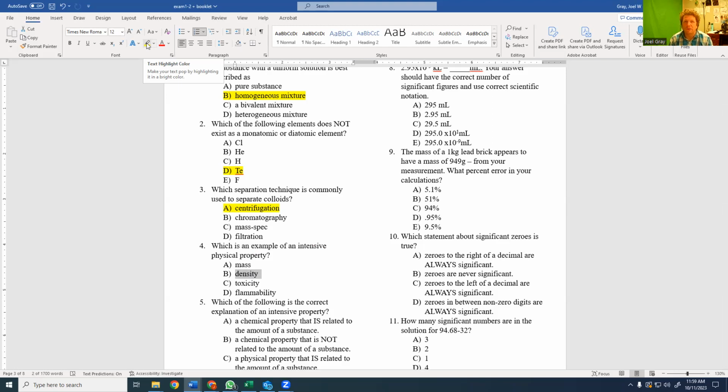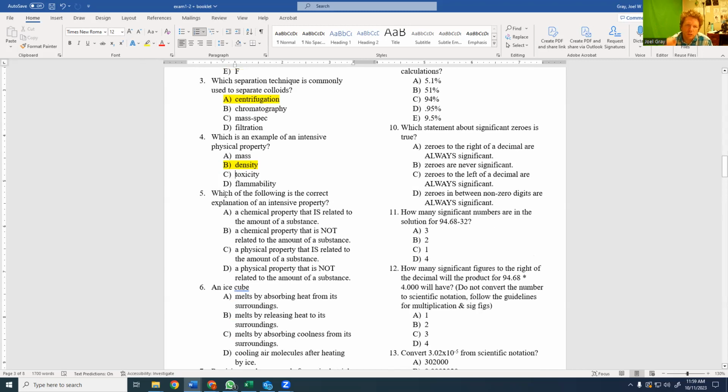Toxicity, on the other hand, if you think about toxicity, water has a toxicity level. If somebody drinks too much deionized water, that could be fatal. If you drink a small thimbleful of deionized water, that's not going to be fatal. So the amount of it is going to have an impact on its toxicity. So our best answer for number 4 is B, density.